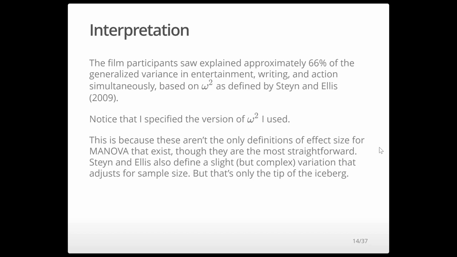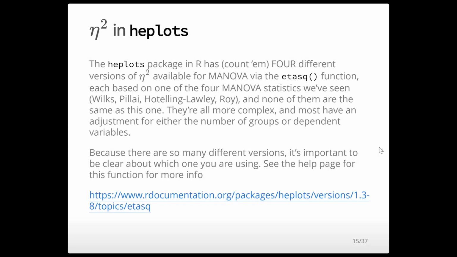But there are some other versions. So even Stein and Ellis defined a slight variation that adjusts for sample size. And that's sort of just the tip of the iceberg. There are also some automatic functions in the heplots package for the eta squared test statistic, not the omega squared. These are each based on one of the 4 MANOVA statistics that we've seen: Wilks, Pillai, Hotelling-Lawley, and Roy. Even the lambda one, Wilks, is different from the one we saw. They're all more complex formulas, and they generally have some kind of adjustment for the number of groups or the number of dependent variables.